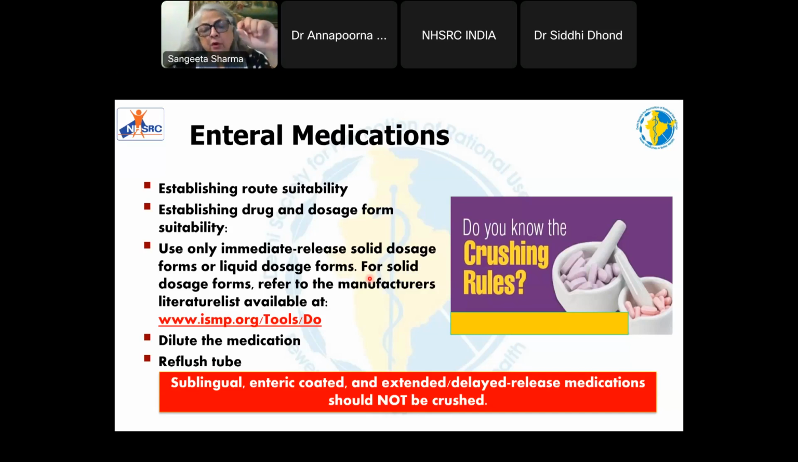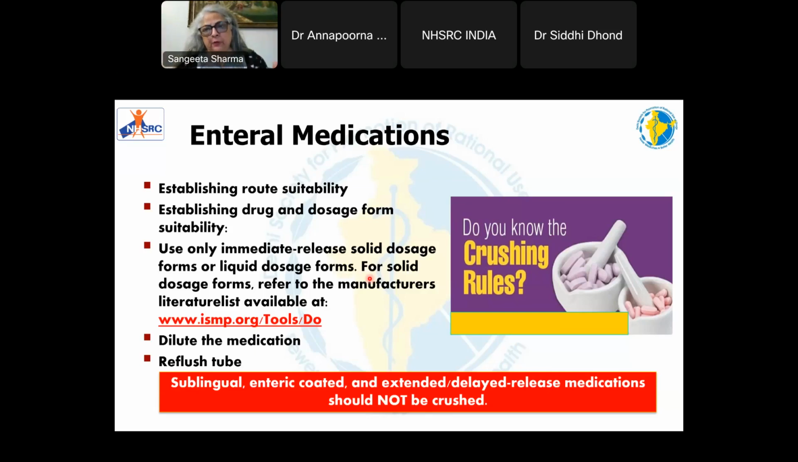Similarly, enteric coated tablets have been coated because we do not want them to be absorbed in the stomach. We want that their absorption should take place after crossing the stomach. So enteric coated medicines, and these modified long release, slow release, extended release, long acting preparations: wherever you find XL, SR, SL, do not crush this.